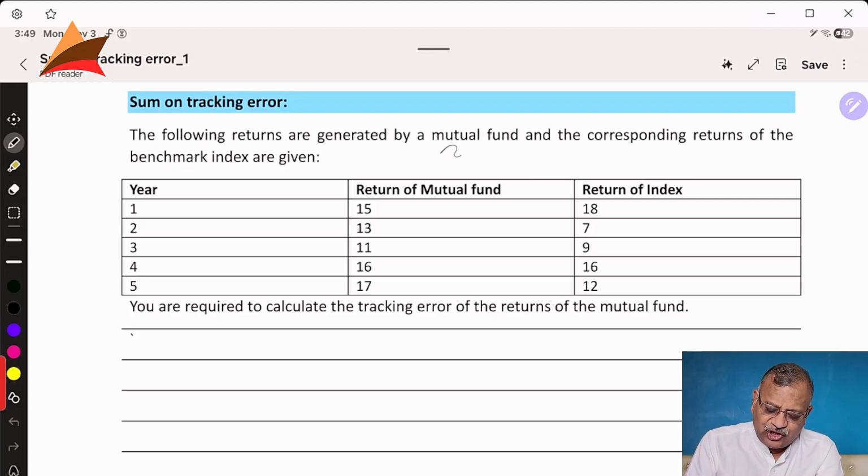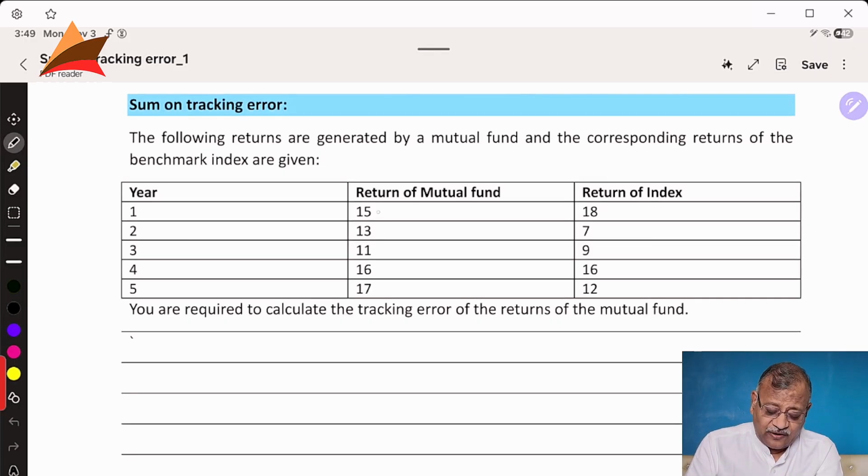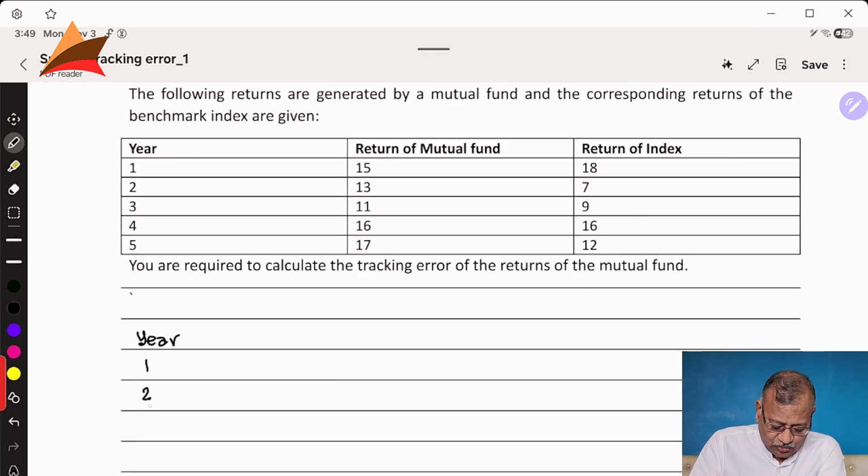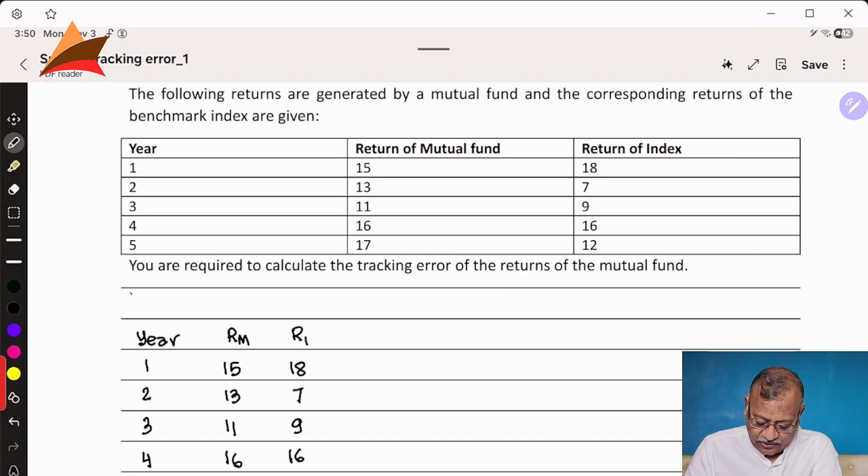The following returns are generated by a mutual fund and the corresponding returns of the benchmark index are given. So these are data for 5 years: return of mutual fund 15, 13, 11, 16, 17, and this is the return of the index. You are required to calculate the tracking error of the returns of the mutual fund. So here 1, 2, 3, 4 and 5. Return of mutual fund, let's indicate this by RM: 15, 13, 11, 16 and 17, and return of index, let's indicate this by RI: that's 18, 7, 9, 16 and 12.